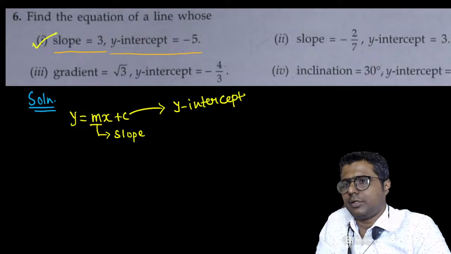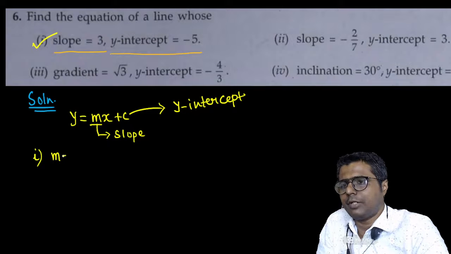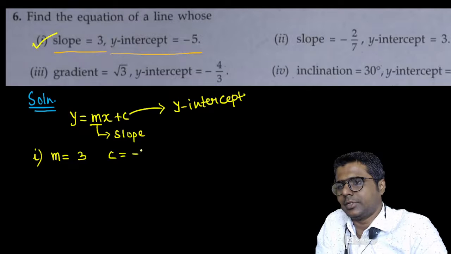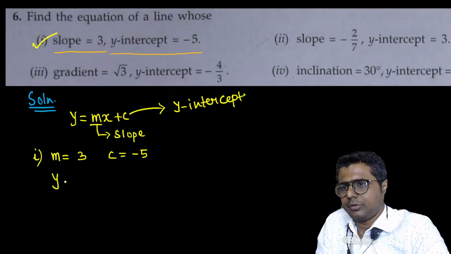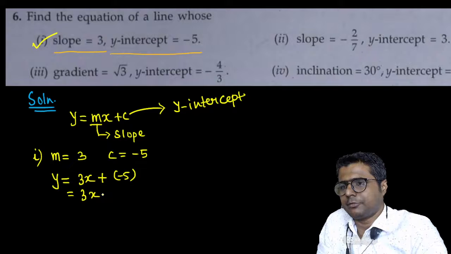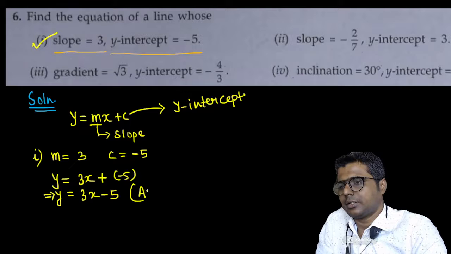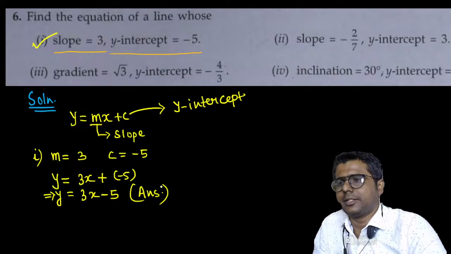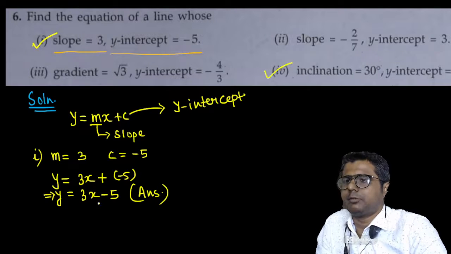So see, if we solve number 1 over here, it is very easy, because in number 1 we already know the value of slope is given as 3 and the y-intercept, that means the value of c, is given as -5. So I just substitute these values in this equation, 3x plus -5. So positive into negative will be negative. So this will be the equation of the straight line. See, it's pretty easy, it's simple, nothing else is there. I'll solve this problem also over here.